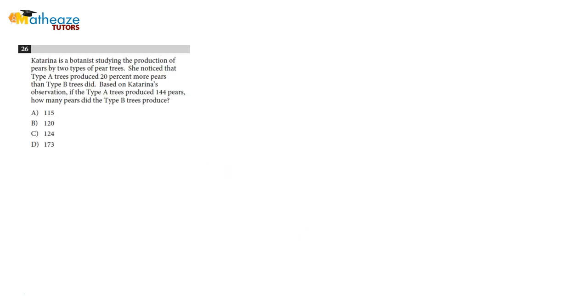Question 26 reads, Katrina is a botanist studying the production of pears by two types of pear trees. She noticed that type A trees produce 20% more pears than type B. So type A trees produce type B plus 20% more. Based on Katrina's observation, if the type A trees produce 144 pears, how many pears did type B trees produce?